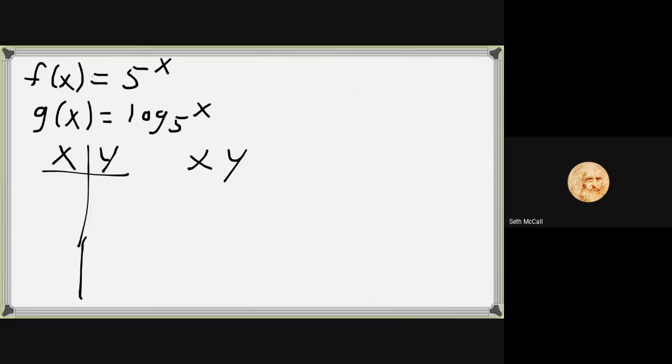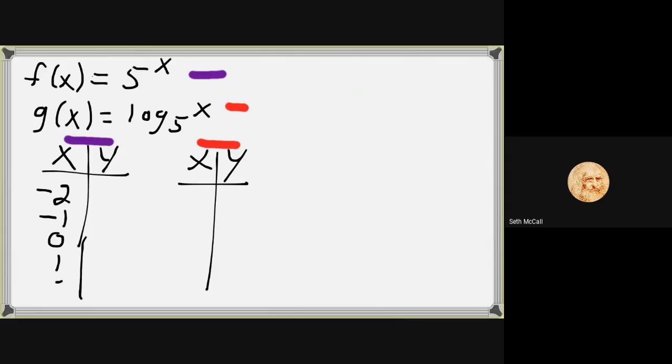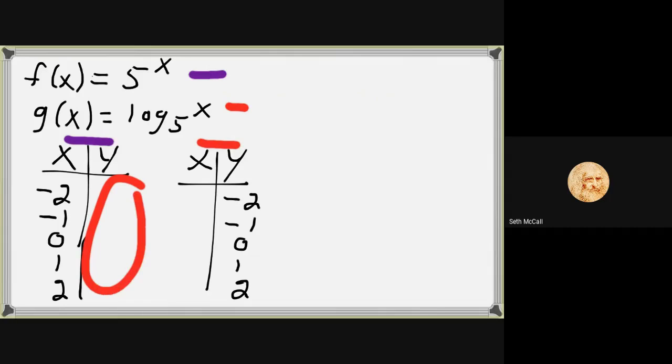The next y, we'll call this one purple, this one red. Now, our ordered pairs, same x values, -2, -1, 0, 1, and 2. Those will become our y values. And then we just need to get our y values over here.